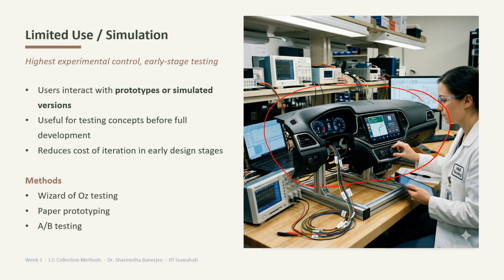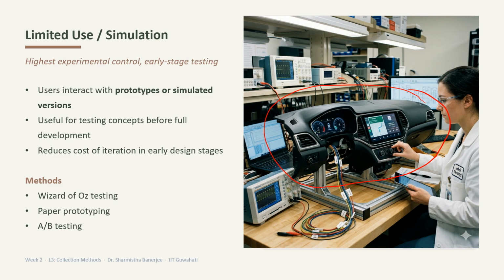So in all such contexts where my focus is that the user should be focused on the particular area only and not anything else, I can use simulation-based testing where I have simulated this particular dashboard and I am trying to test it. I might also simulate the brake and the clutch. It all depends on the experimental objective that you have.